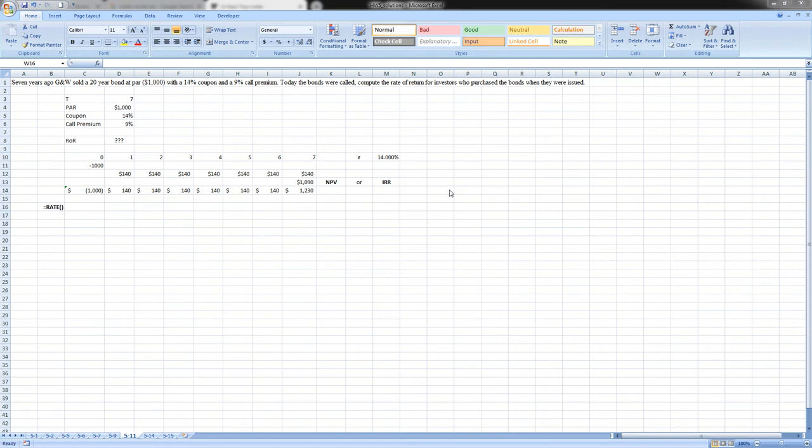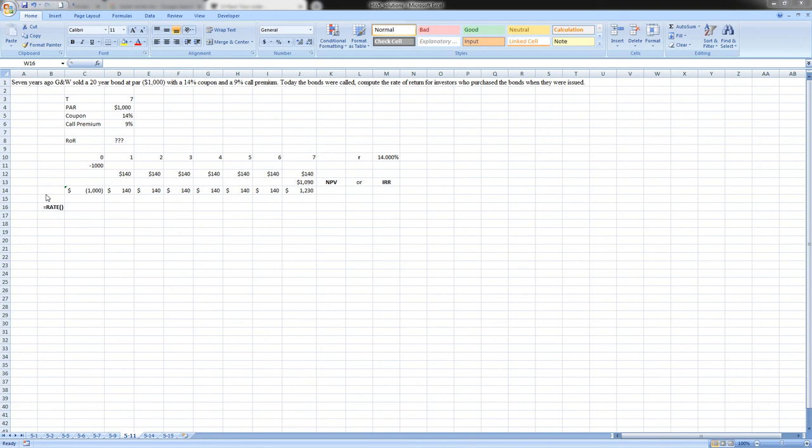The other bit of information that you know is that there's a 9% call premium. What that means is investors are compensated an additional amount when G&W calls those bonds in. So they'll receive their par value back, that $1,000, plus an additional 9% to compensate them for their bonds being called in. Because the alternative is they could have kept their bonds and received that 14% up until the bonds mature an additional 13 years from now.